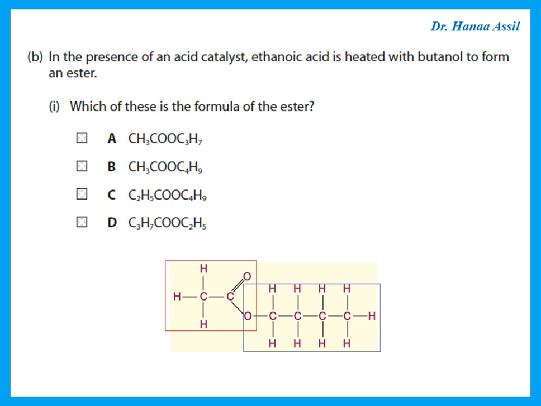But he's asking for the formula of the ester. So you need something that has two carbons, two oxygens, and then four carbons. So that is the second one. The others are wrong. They do not give the correct formula for the ester that is formed.